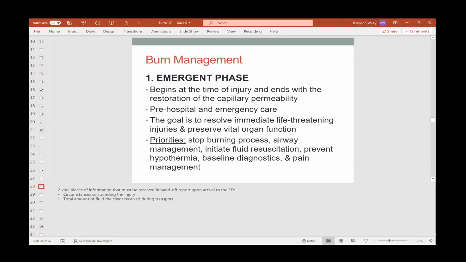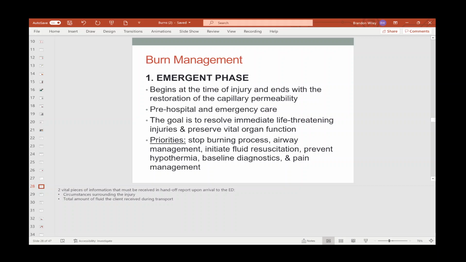Because when we actually go into giving them a bunch of fluids, it's from the time of the burn. So if you were burned at 12 o'clock and you didn't get to us until 2 o'clock, we're going to resuscitate you from the time of the burn. We're putting that into the equation, and you'll see what I'm talking about in a minute. Know when your burn started.